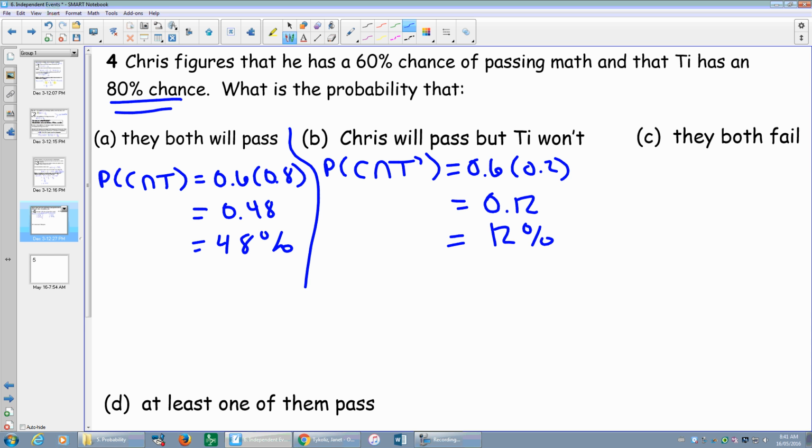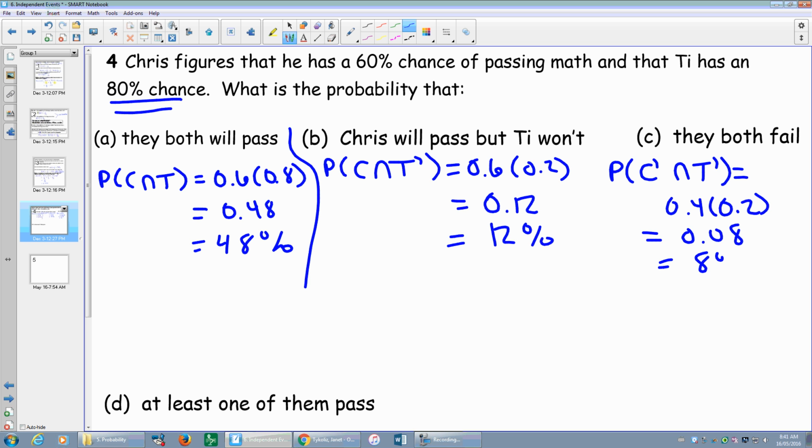Okay, David, I want the probability that they will both fail. So that's saying the probability of C prime and the probability of T prime. So what would I plug in for that? Very good. And the probability that they both fail, what is that percentage? Joanna? Very good. Which is saying there's an 8% chance that they both fail.